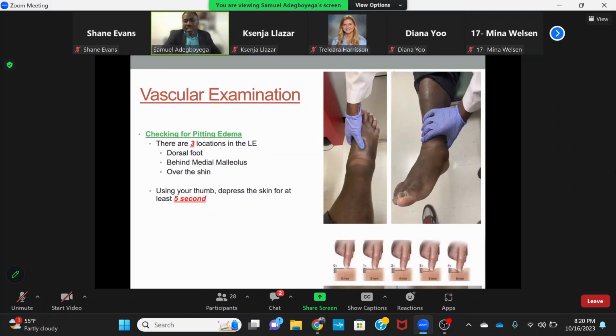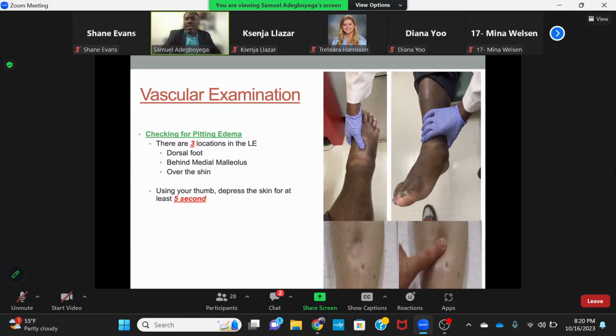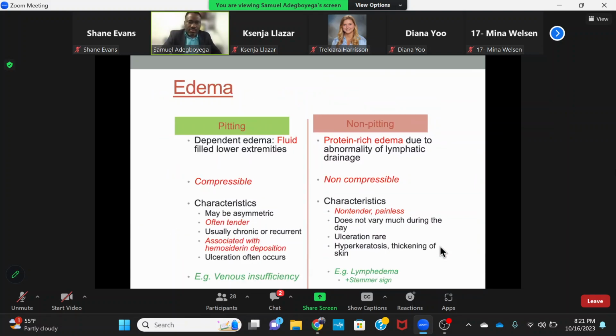And don't forget, when it comes to checking where you have pitting edema: the dorsum of the midfoot, medial ankle, and the shin. So pitting edema and non-pitting edema. For non-pitting edema, you want to say things like lymphedema.